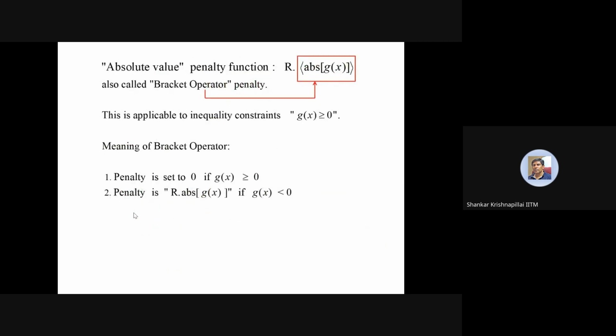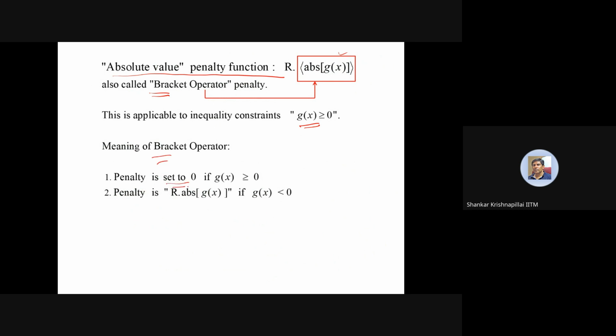Okay, next, the absolute value penalty function: R into the absolute value of g of x. This is called the bracket operator penalty function, which is applied for inequality constraints. The inequality constraint must be written in the form g of x greater than or equal to 0. So if g of x is negative, it means that you have gone out of the feasible region. So that is the meaning of the bracket operator.